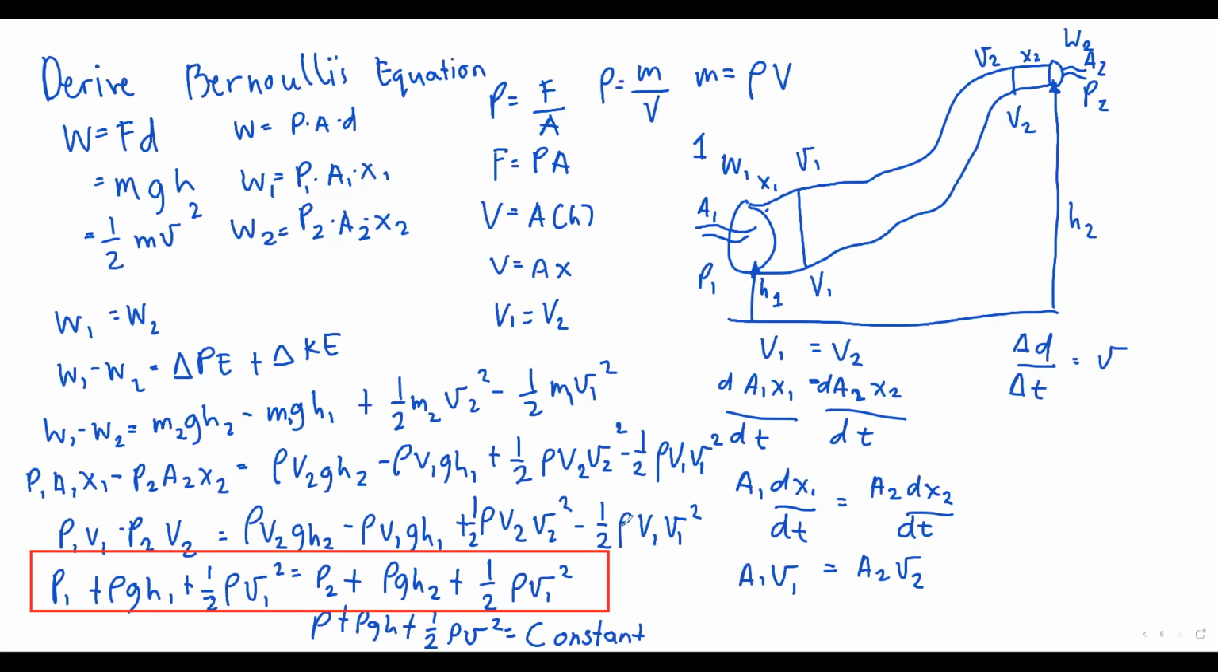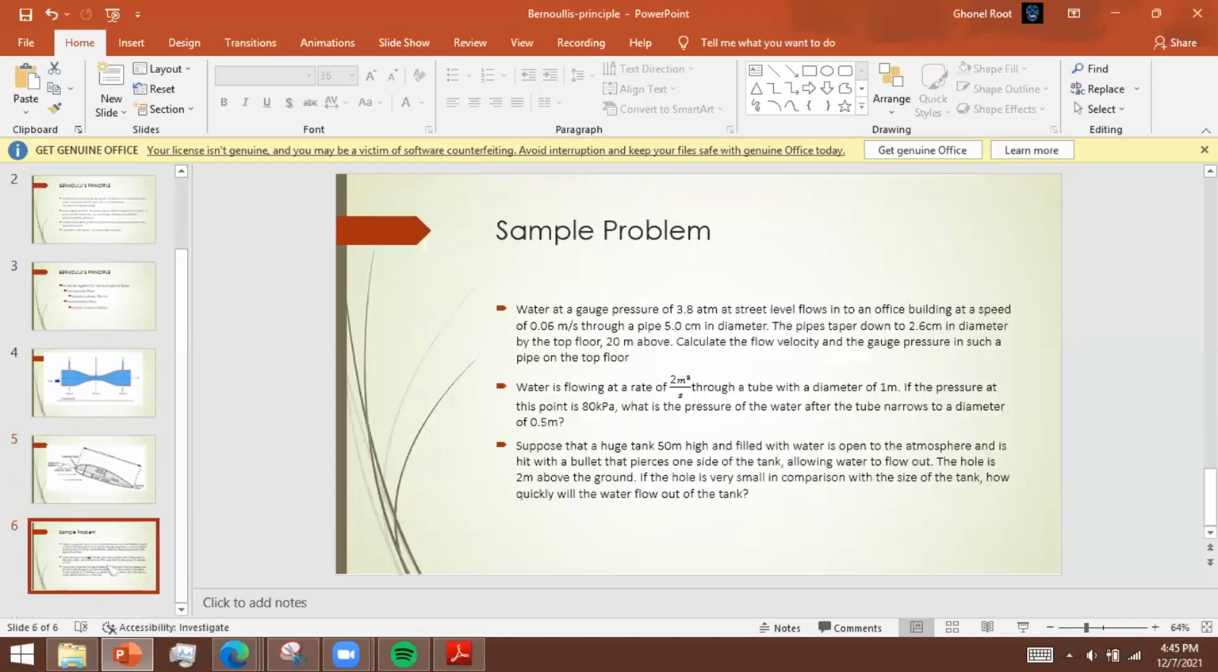Okay? So, solve tayo ng isang problem bago tayo mag-dismiss. So, ayan. Okay. So, let's try to solve this one. Water at a gauge pressure of 3.8 atmospheric pressure at street level flows into an office building at a speed of 0.06 meter per second through a pipe 5 centimeter in diameter. The pipes taper down to 2.6 centimeter in diameter by the top floor 20 meter above. Calculate the flow velocity and the gauge pressure in such pipe on the top floor.